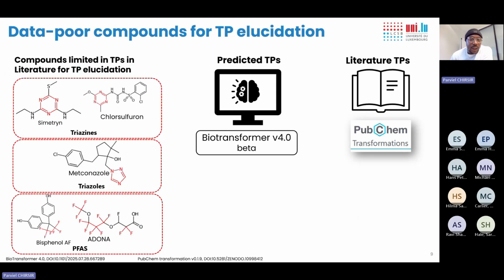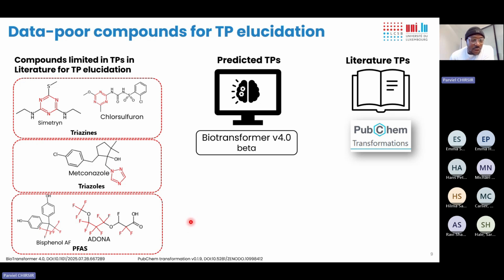Now, the work in this paper is divided into two sections. The first part involved the use of 5 selected data-poor compounds from the triazines, triazoles, and the PFAS group. And I used zebrafish embryos and a suspect screening approach to investigate the biotransformation of these compounds.